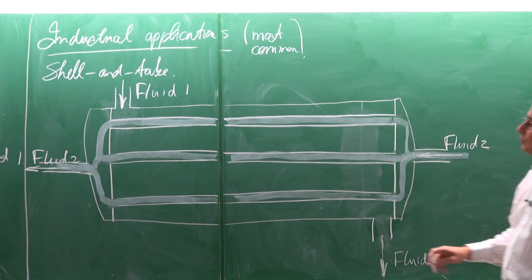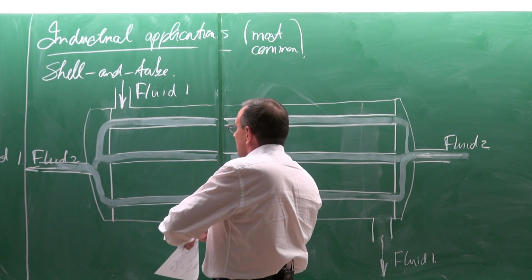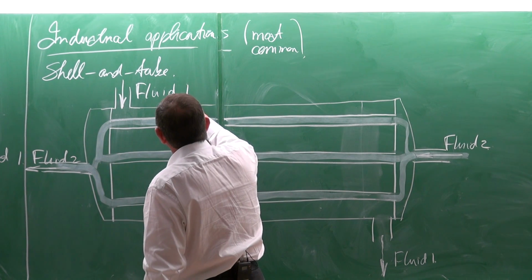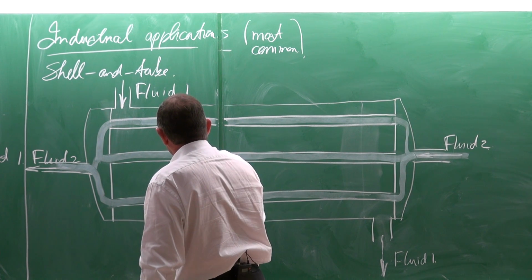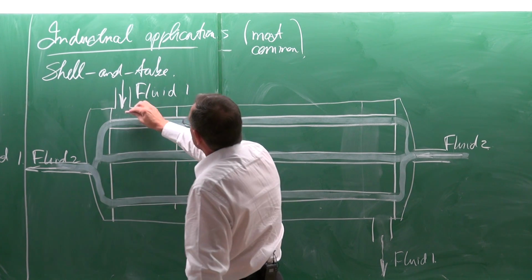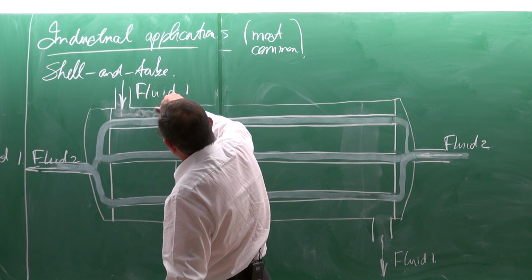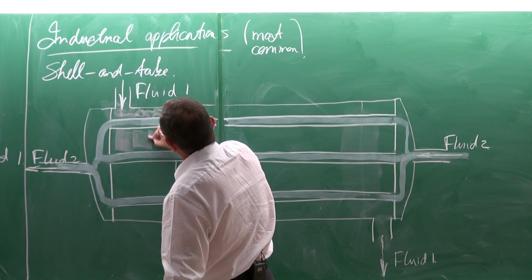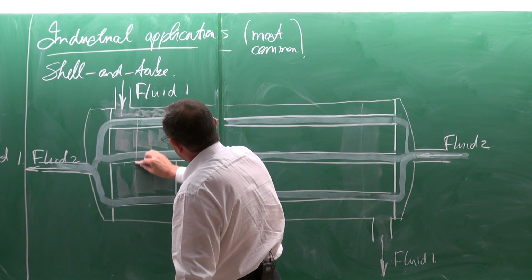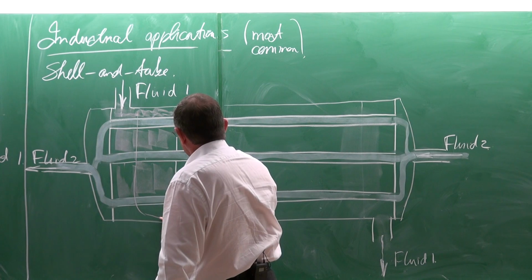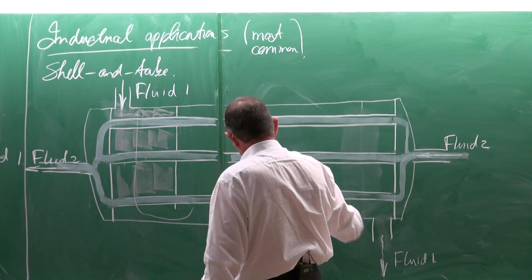Fluid 1 will now be on the outside in the shell, and to make things a little bit interesting, we will have some baffle plates in there, typically like that. So it means that this flow can go into the shell like that, and then it needs to flow in a downwards direction, that direction, and then it has to be forced with the baffle to go up again.